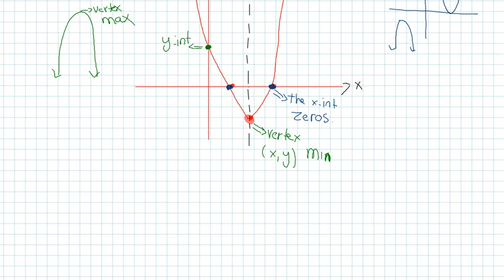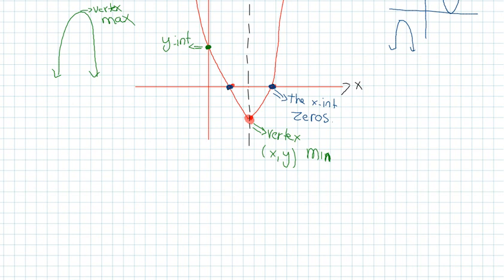The axis of symmetry is the line that cuts your graph vertically in half. It passes through the vertex, as you can see. You have the x-intercept. You can have 2 of them, 1 of them, or none. And you also have the y-intercept. And we have the vertex, which is either a minimum or a max.